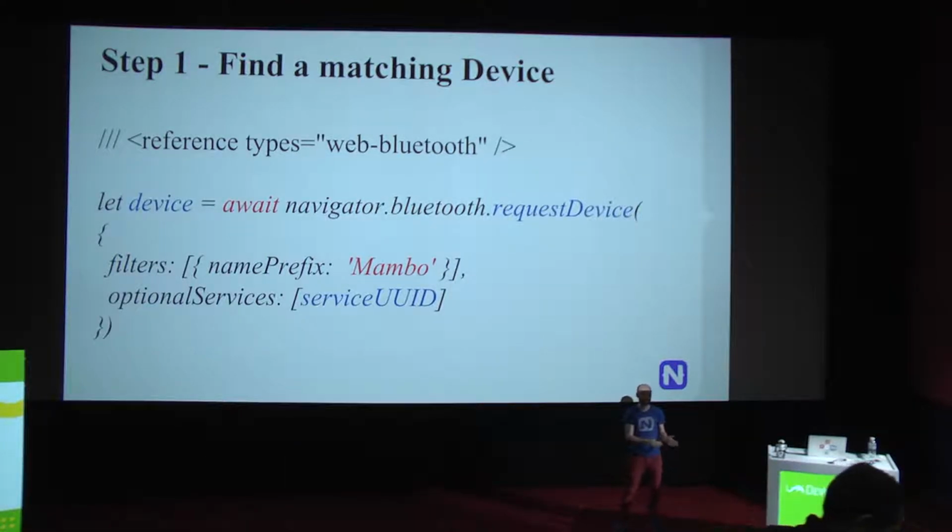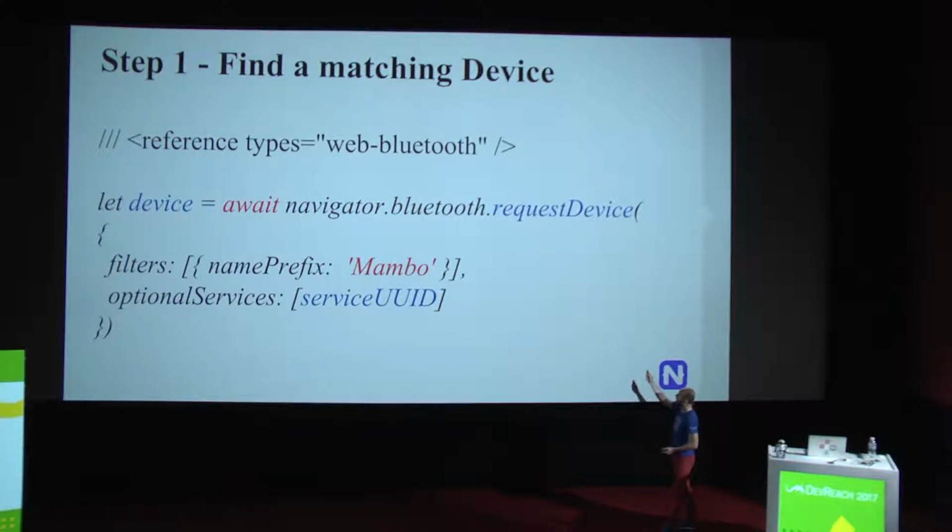And also you could say, not only let's filter by names, but also I expect this device to contain this and this service, so that you can narrow down the devices that you're getting. Especially if you're somewhere where there's like 5,000 different Bluetooth devices, you don't want to be getting all of them. You want to filter down.